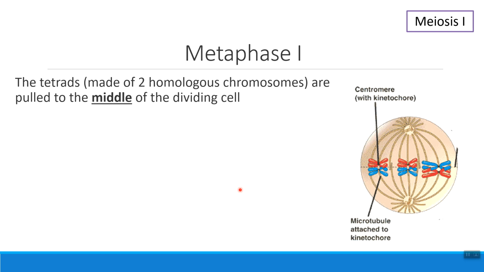So in metaphase I, we've pulled on the centromeres from both of the homologous chromosomes. They're still attached to each other. We still have the tetrads, but we're pulling on them from the 2 opposite directions, leading them to line up in the middle of our dividing cell.